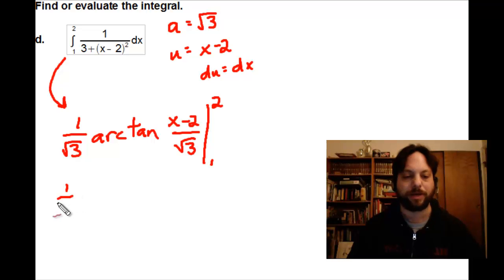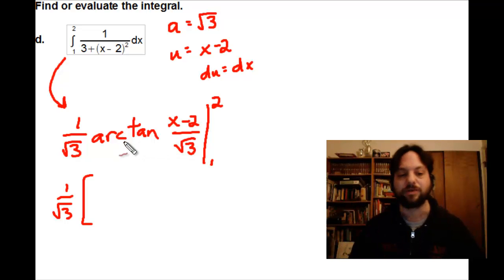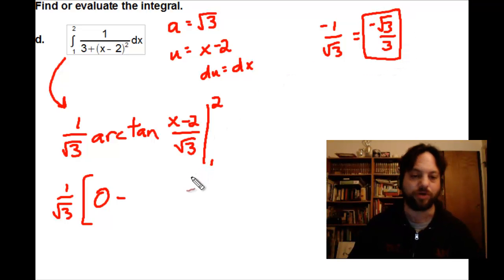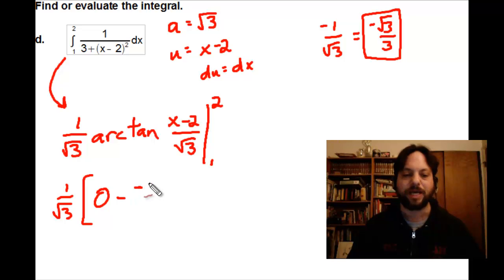So what happens when I plug those bounds in? Well, here's my 1 over square root of 3. First, I need to think, what is the arctangent of 0? When I plug 2 in here, I get 0. And the arctangent of 0, of course, is just 0. When I plug the 1 in here, I'm going to get the arctangent of negative 1 over square root of 3. And if you need to remember, negative 1 over square root of 3 is the same as saying negative square root of 3 over 3. So I don't know if that helps ring any bells for you as far as the unit circle goes. But either way, this is going to be negative pi over 6.